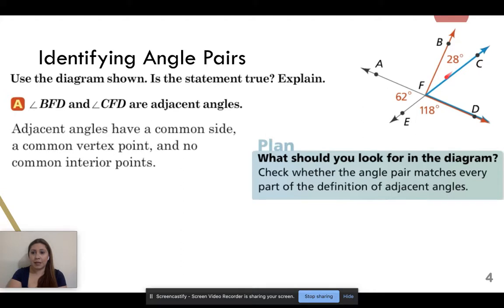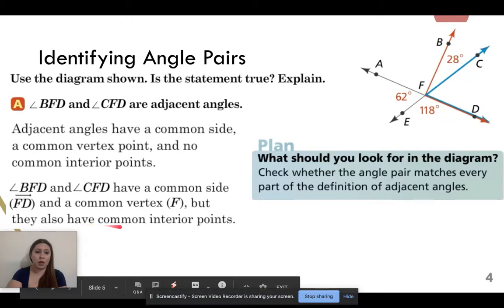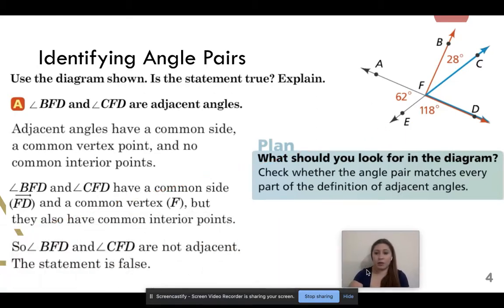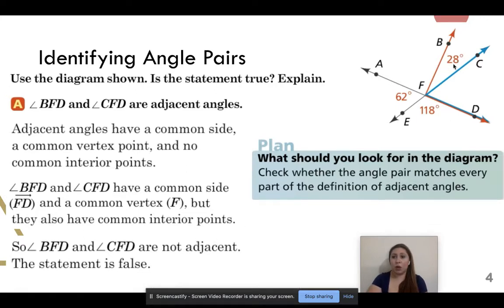This side is inside of angle BFD, so that is a common interior point. So this does not work. BFD and CFD have a common side and a common vertex, but they also have a common interior point. So does this work? No. Oop, I need to move my guy over again. So no, they're not adjacent. The statement is false. Again, why? They do have the same side. They do share a vertex. However, because this is inside of it, it doesn't work.